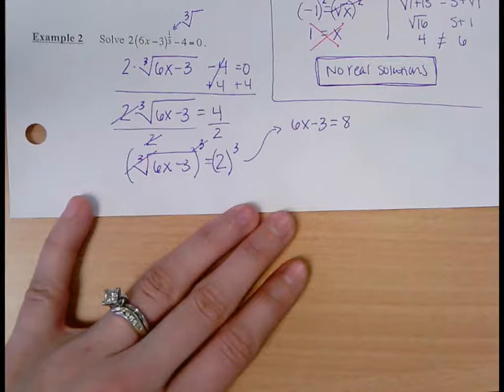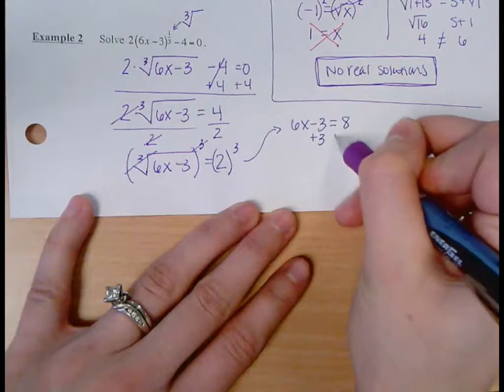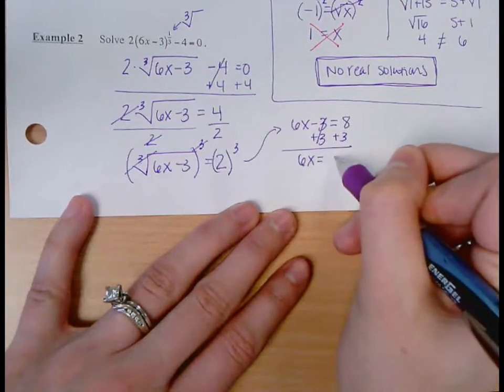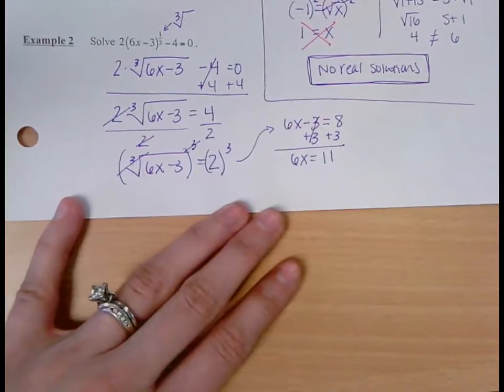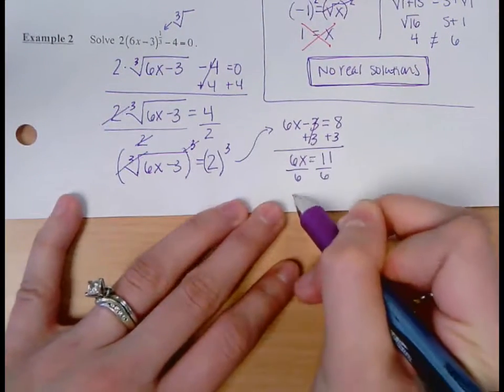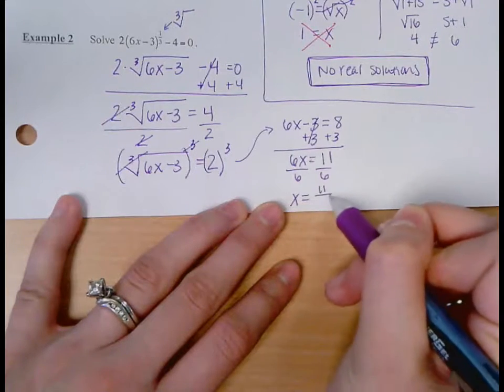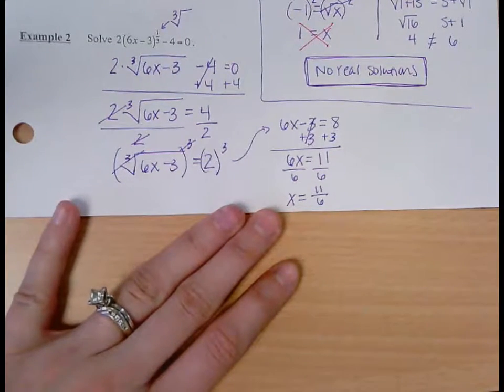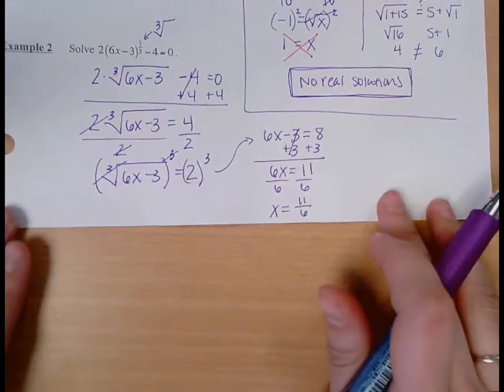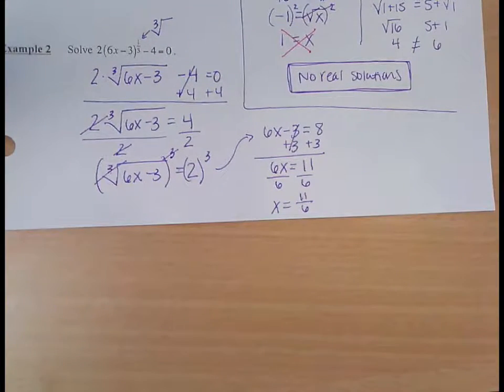Then to solve for x, I can add 3. So 6x equals 8 plus 3, which is 11. Divide by 6, and I get x equals 11 over 6. Okay, leave it as a fraction, because when you divide by 6, you're going to get a repeating decimal, and if you write a repeating decimal and try to plug it back in to check it, it's automatically not going to work because you rounded your answer.